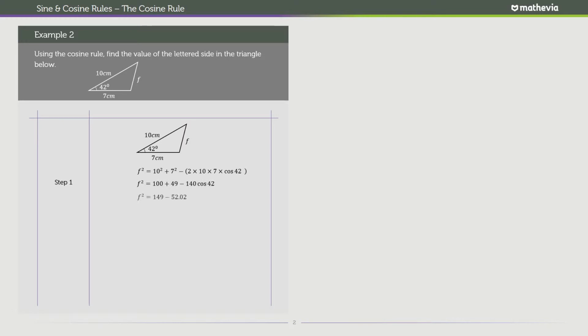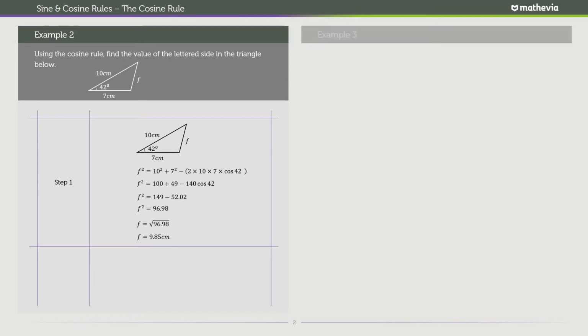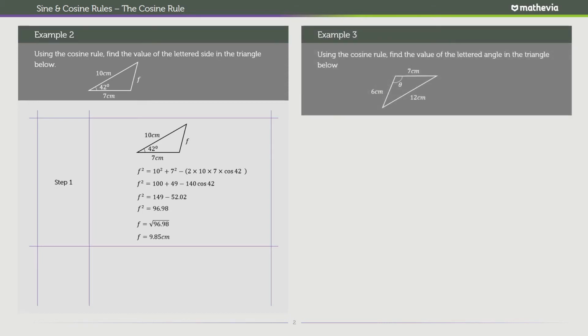You work that out, and you have 140 cos 42. It gives you 50.02, and when you subtract that, you have that f squared equals 96.98. You find the root of that, and you should have your final answer as 9.85 centimeters. Simple, straightforward. Now let's do another example. Now we're looking to find the angle.